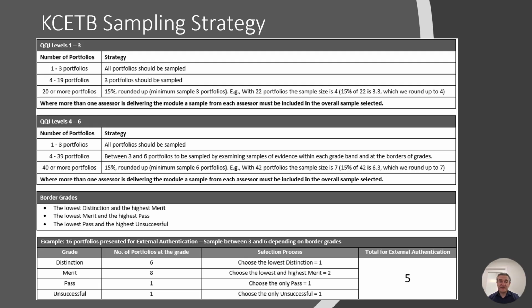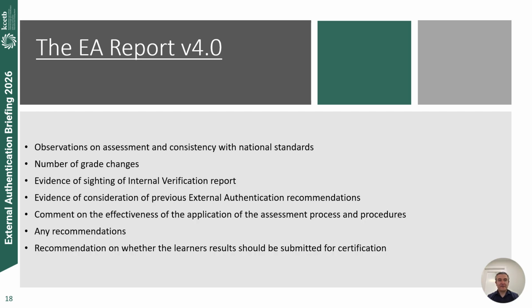So again, it's going to range between 3 and 6 depending on the spread of the grades. And once you are with 40 or more portfolios, you're looking at 15%, again, rounded up. So with 42 portfolios, again, the sample will be 6.3, and we'd round that up to 7. So our EA report, we're on version 4.0.